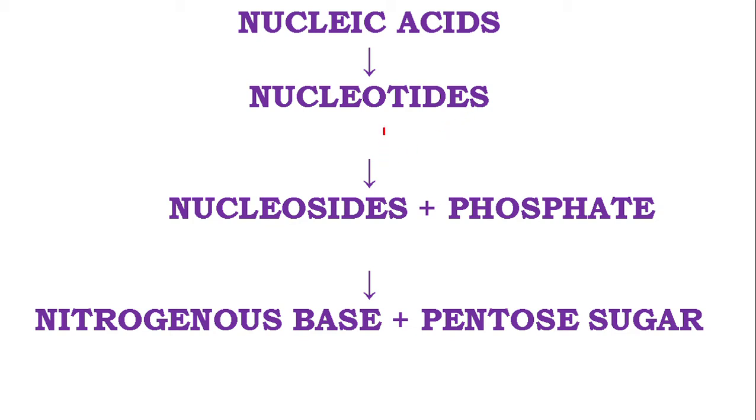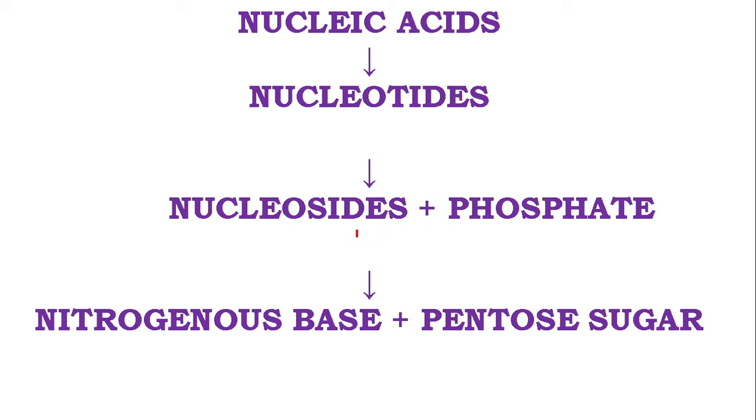A nucleotide in turn is made up of a nucleoside and a phosphate. One nucleotide consists of one nucleoside and one phosphate. Sometimes two phosphates, sometimes three phosphates. Accordingly, we call it monophosphate, diphosphate, triphosphate, etc. You know, adenosine triphosphate, ATP, is a triphosphate. Adenosine monophosphate, AMP, that's a monophosphate. ADP, adenosine diphosphate, consists of two phosphates, like that.